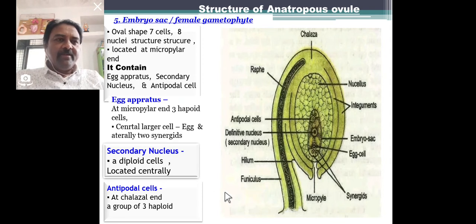Now, what are the parts of the anatropous ovule? Two parts: funicle and body. The body consists of how many parts? Five. Number 1, integuments; second, micropyle; third, chalaza; fourth, nucellus; and fifth, embryo sac or female gametophyte.